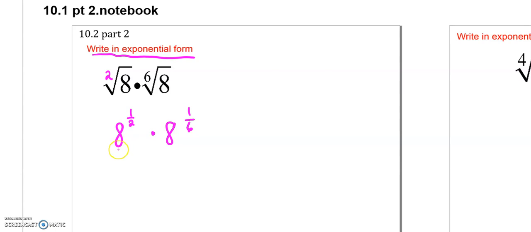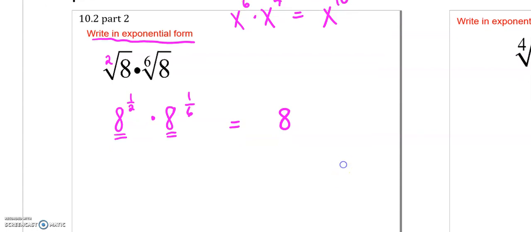Now, at this point, since our bases are the same, then I can write 8. And the reason I can do that, if you remember, x to the 6th times x to the 4th is going to be x to what? X has 6 friends, X has 4 friends, X has 10 friends. So what I'm going to do now is if I'm keeping the base, then I'm taking 1/2 plus 1/6. Now, we're going to have to add and subtract fractions.